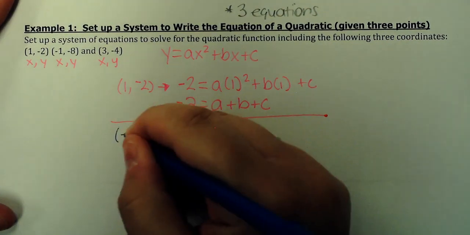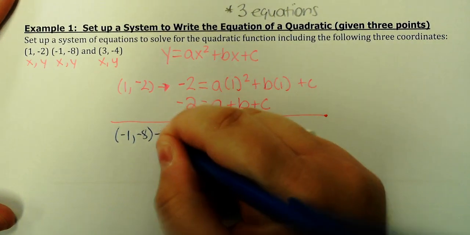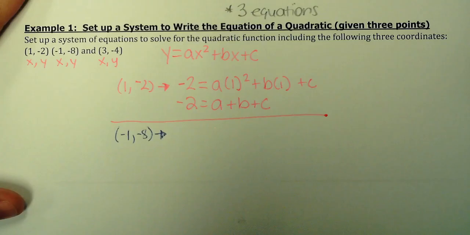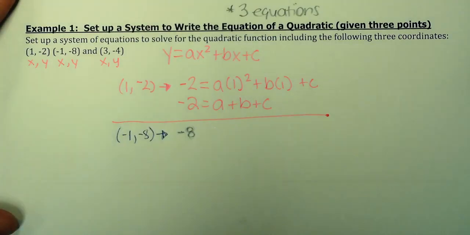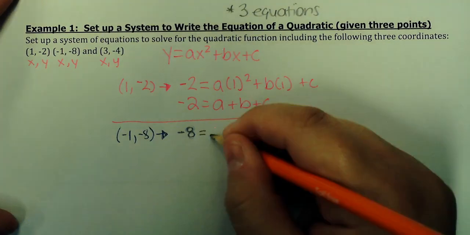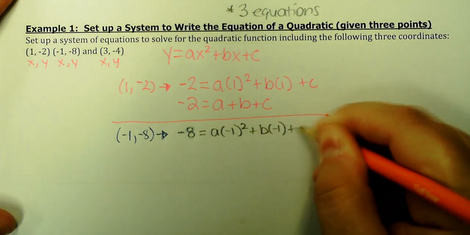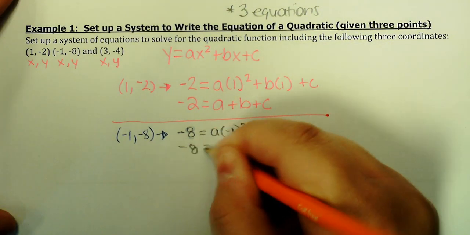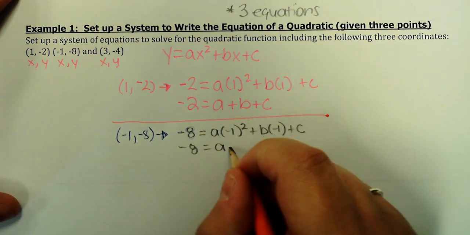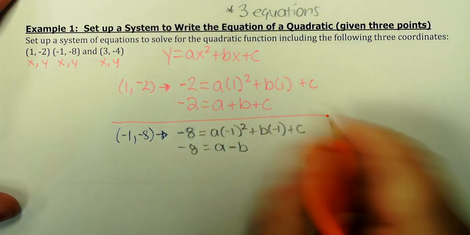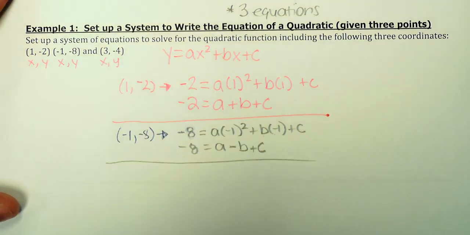Then I need to select the next point, which is negative 1, negative 8. And if we sub that in, I'm going to put the negative 8 in place of the y here. And then this would be a times negative 1 squared, b times negative 1 plus c. So simplified, negative 1 squared is going to stay 1. This will be a. Now, b times negative 1 will turn this term into a minus b and then plus c. So all simplified. And then one more.